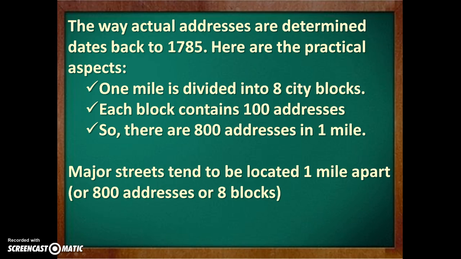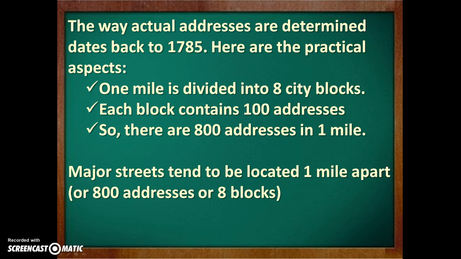Here are the practical aspects of this. One mile is divided into 8 city blocks. Each block contains 100 addresses. So there are literally 800 addresses in 1 mile. Those 3 facts are what allows us to always find our way around the city.